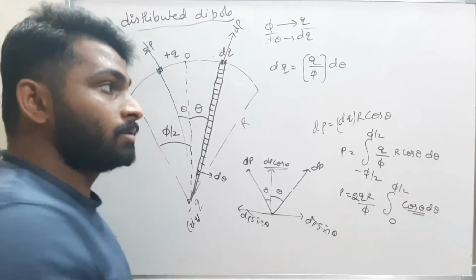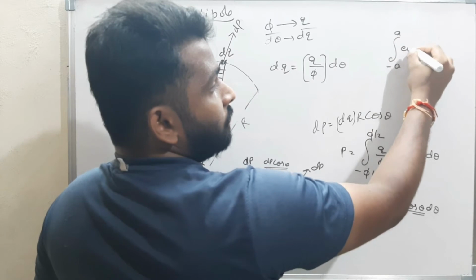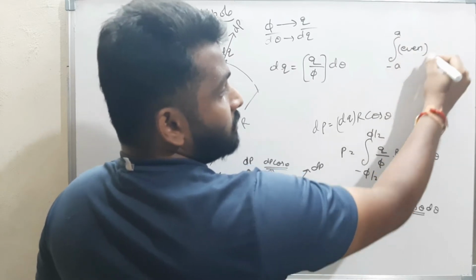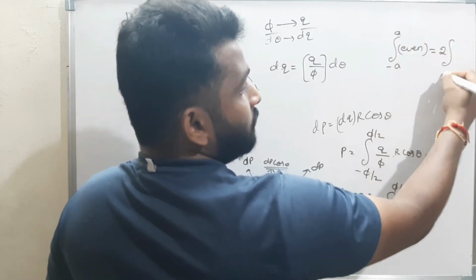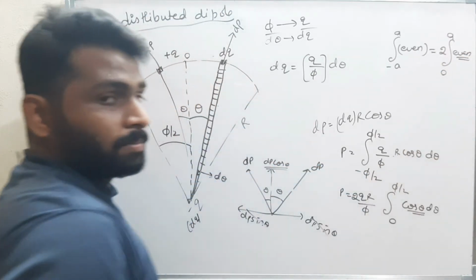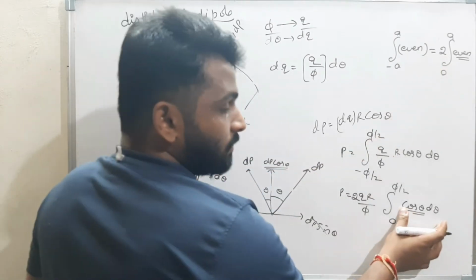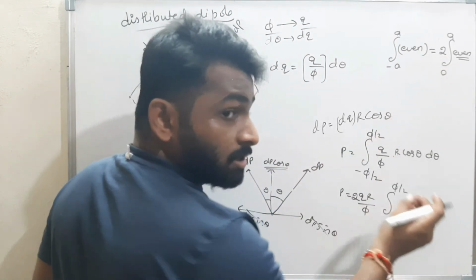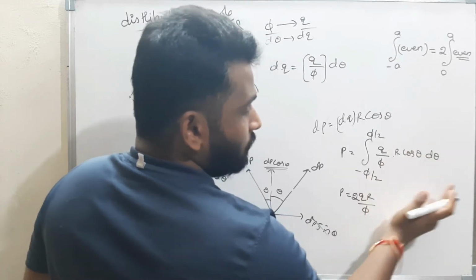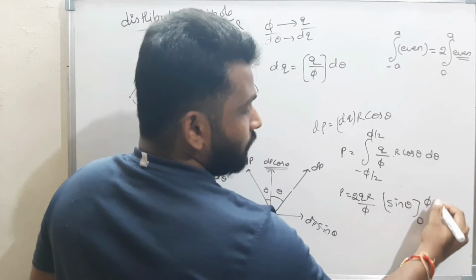I think this is clear. Integration from minus a to plus a of an even function, I can write as 2 into integration from 0 to a. I can write like that. Therefore, what is the integration of cos theta? The integration of cos theta is sin theta. Therefore, sin theta, with limits from 0 to phi by 2.